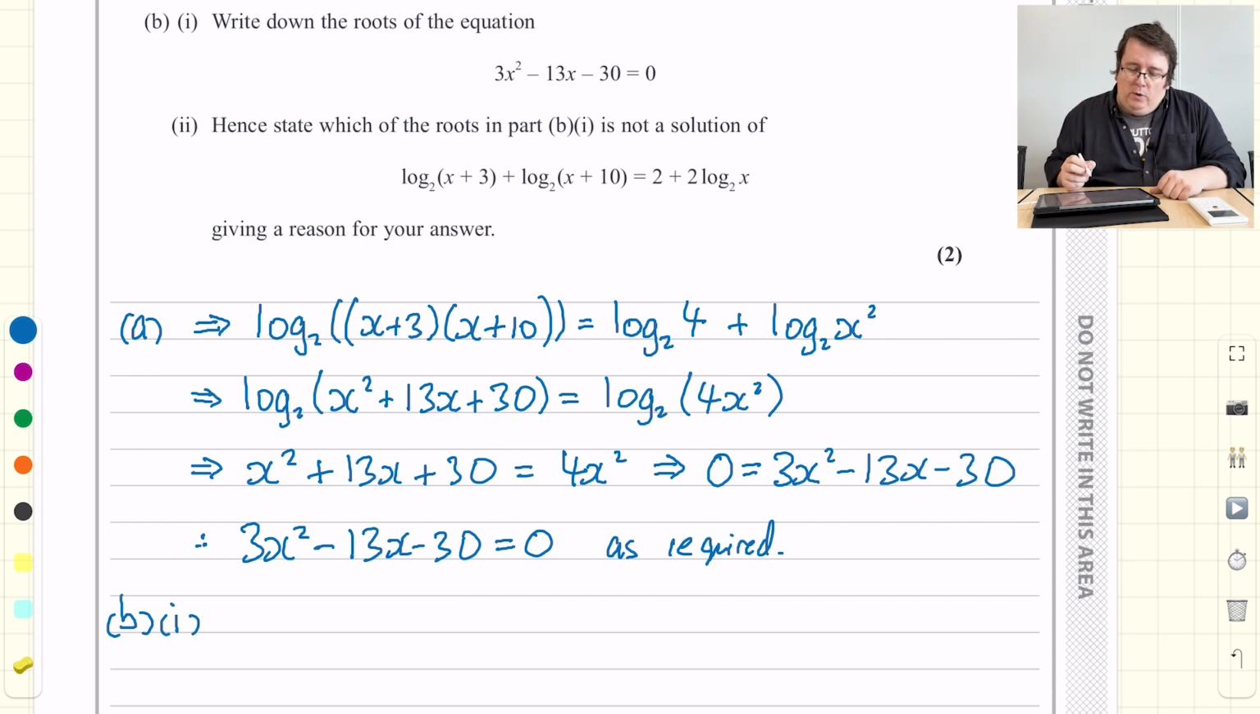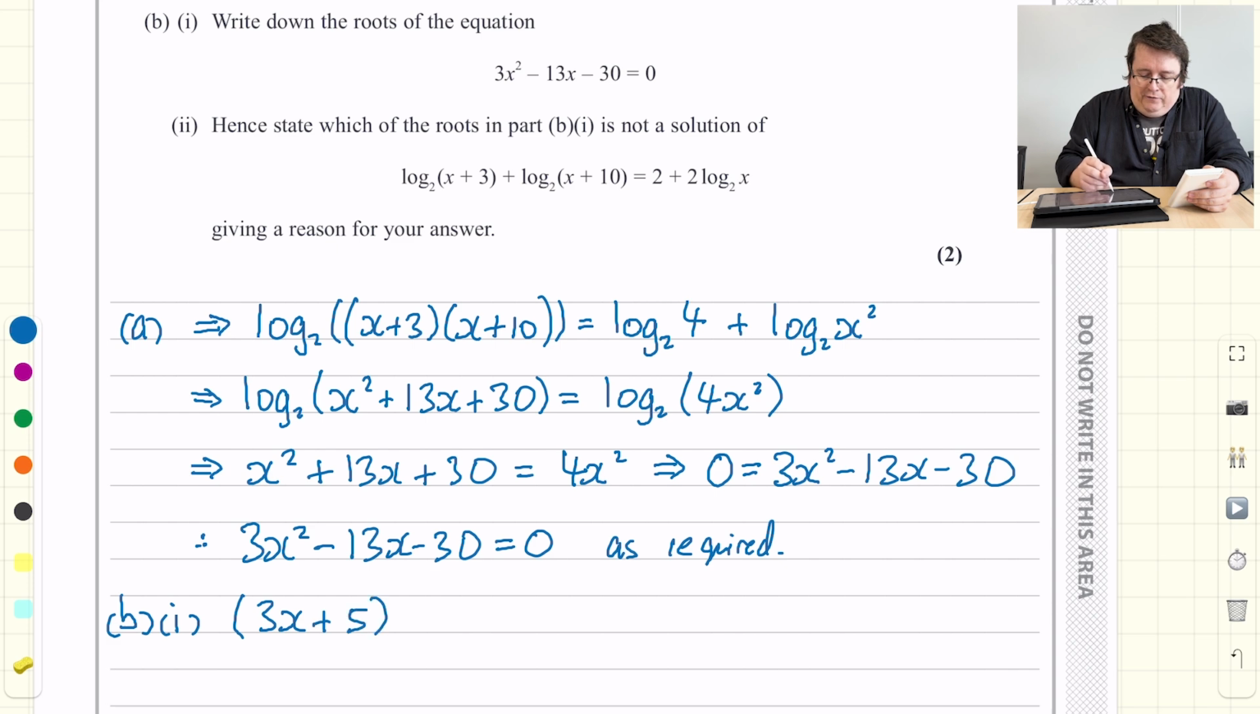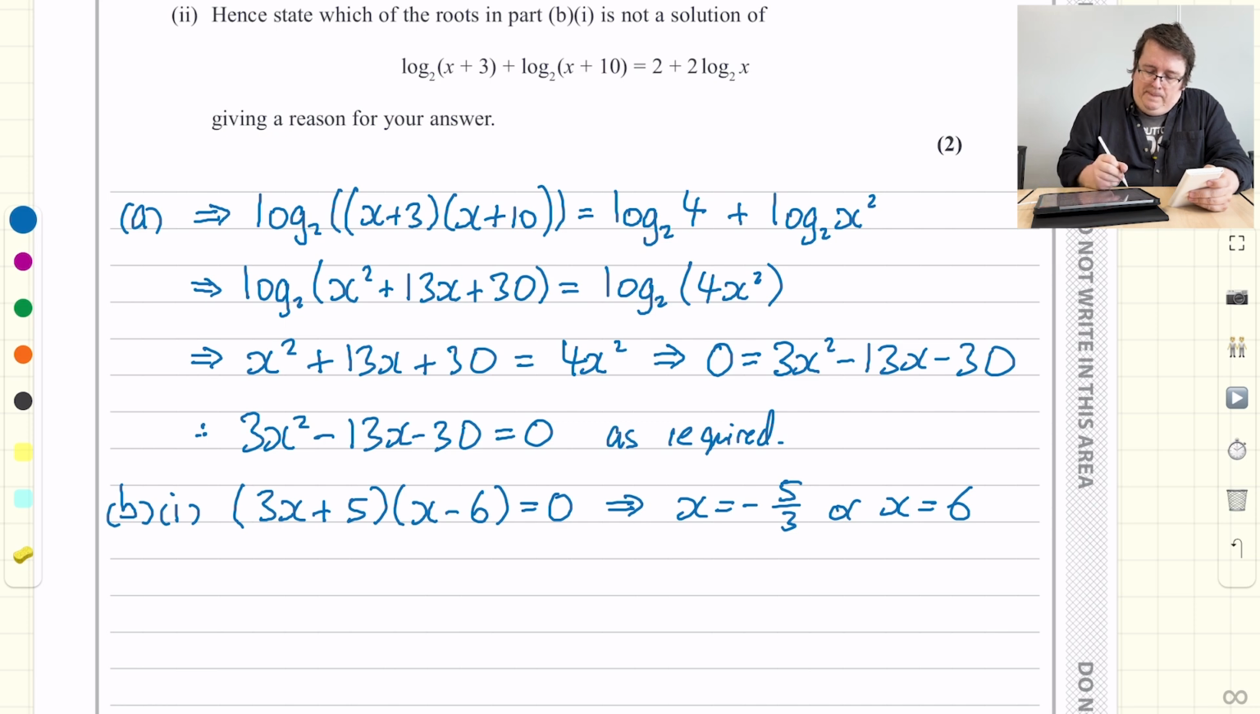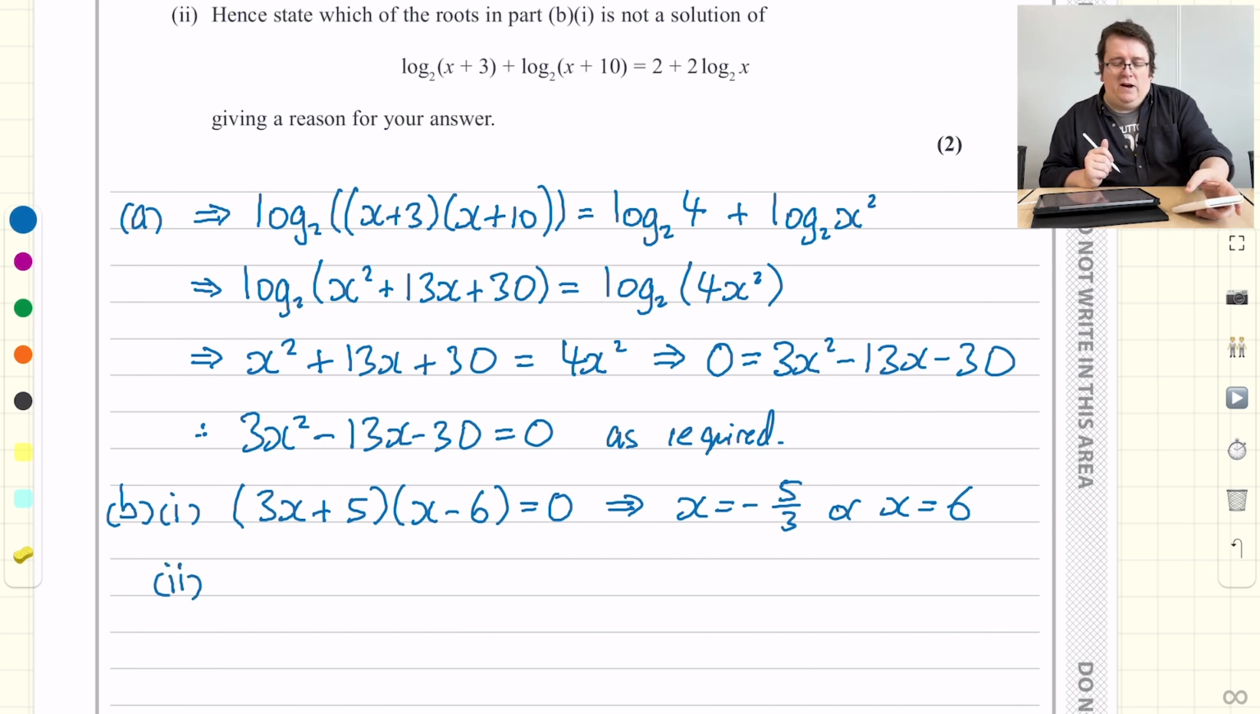Okay, so B part 1. Write down the roots of the equation 3x squared take away 13x take away 30 equals 0. Okay, so I'm going to go to my quadratic solver. Let's type it in. 3x squared take away 13x take away 30 equals 0. And we get minus 5/3 and 6. So what I'm going to do is write it in factorized form. (3x plus 5)(x take away 6) equals 0. So that implies that x is equal to minus 5/3, or x is 6. Always good practice to write it in factorized form as you go, if you can.